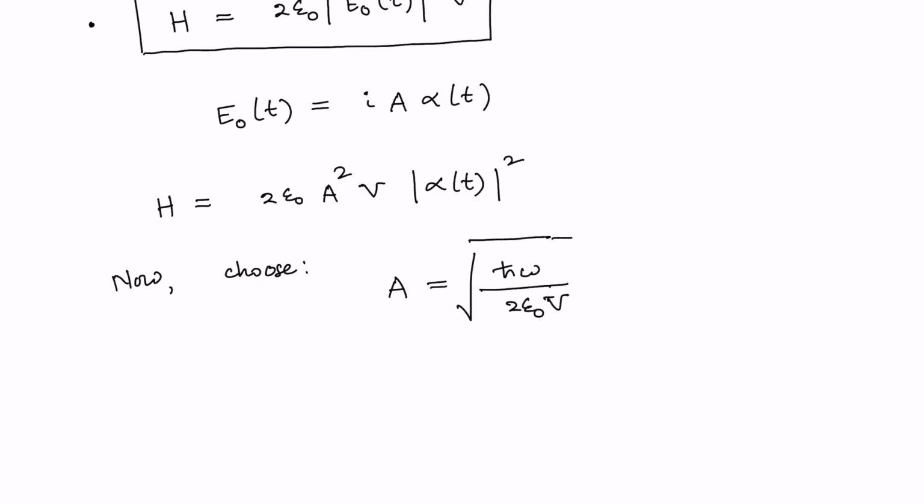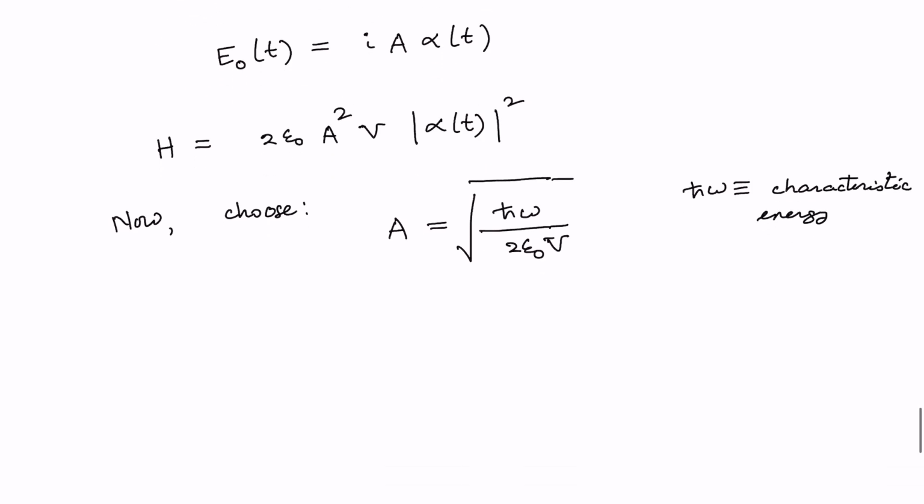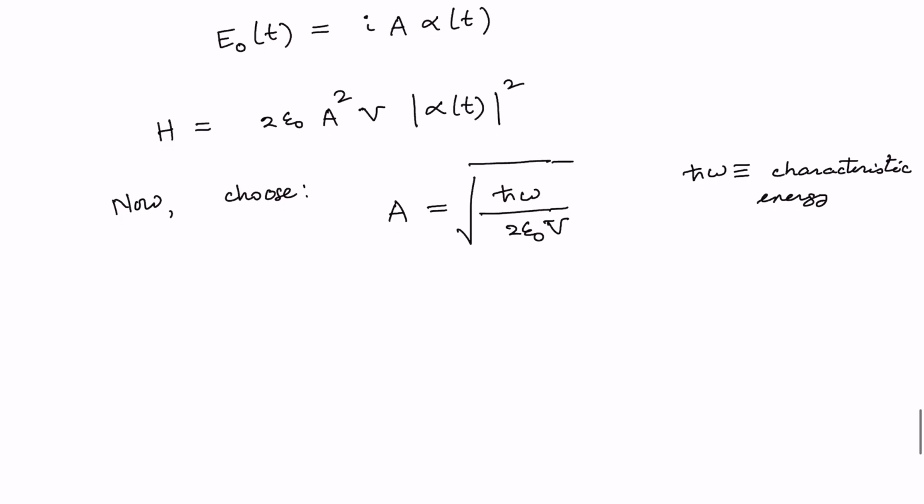If I take a as this, where h cross omega is the characteristic energy in the problem, so here h cross omega has a dimension of energy. It is the characteristic energy in the problem. So if I choose my a like that, then you are going to get H is equal to h cross omega mod of alpha t square.